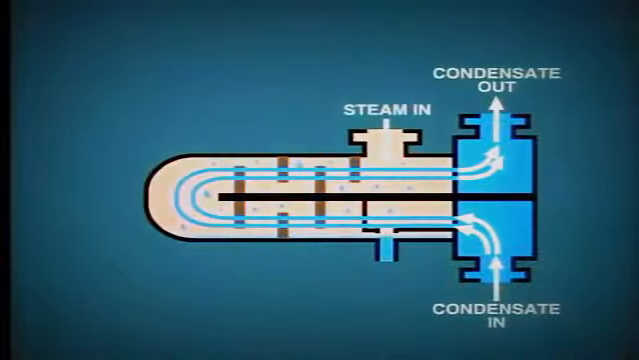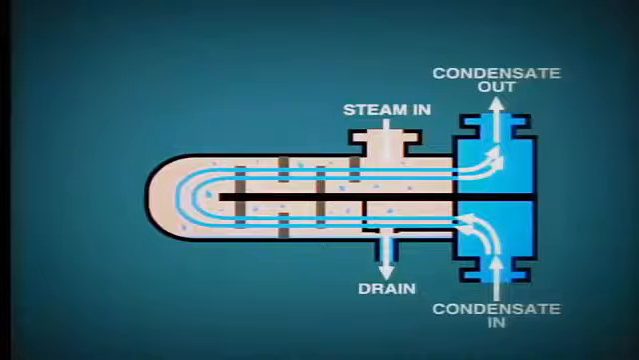Extraction steam enters the shell and fills the space around the tubes, consequently giving up heat to the water passing through the tubes. The steam condenses and falls to the bottom of the heater from where it is drained, passing through the heater drain system back to the condenser.